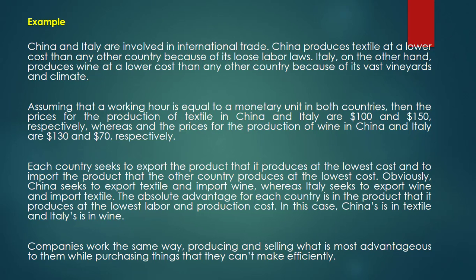Each country seeks to export the product that it produces at the lowest cost and to import the product that the other country produces at the lowest cost. Obviously, China seeks to export textile and import wine, whereas Italy seeks to export wine and import textile. The absolute advantage for each country is in the product that it produces at the lowest labor and production cost. In this case, China's is the textile and Italy's is in wine.